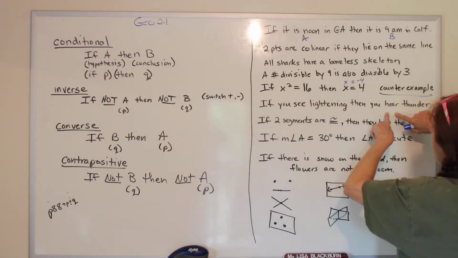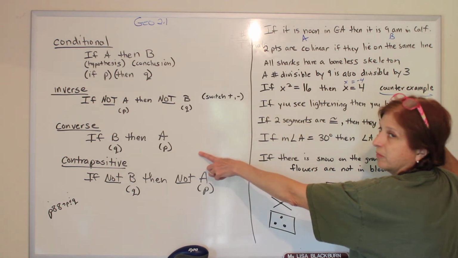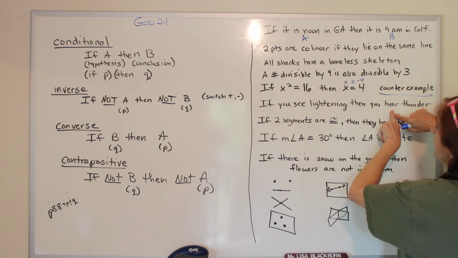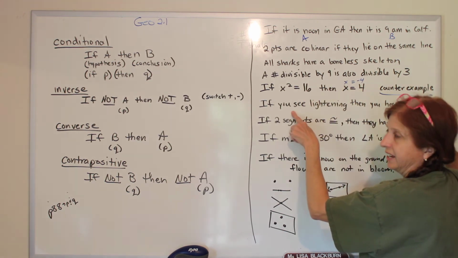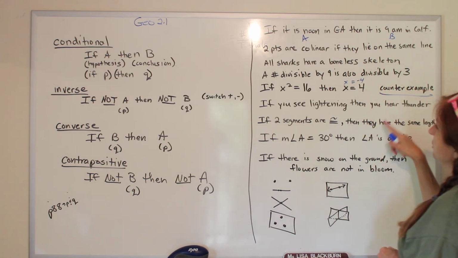Converse. If you hear thunder, then you see lightning. You just switch them. Once again, not true. Contrapositive. If you don't hear thunder, then you don't see lightning. Once again, not necessarily true. All right, let's do another one.